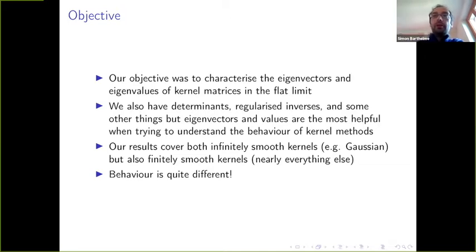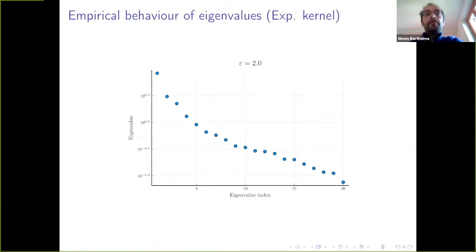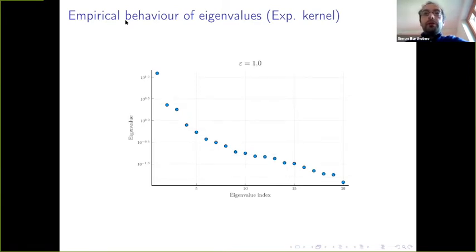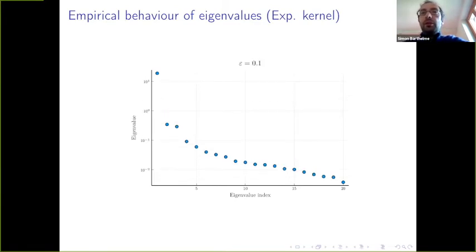So I just showed the pattern of eigenvalues for the Gaussian kernel, and I said at the beginning of the talk that Matern type kernels, for example the exponential kernel, behave quite differently. So let's have a look. This is now the exponential kernel. Again, I'm going to go from epsilon 2 to epsilon very small, and what you see is that instead of having several different blocks, you only get two.